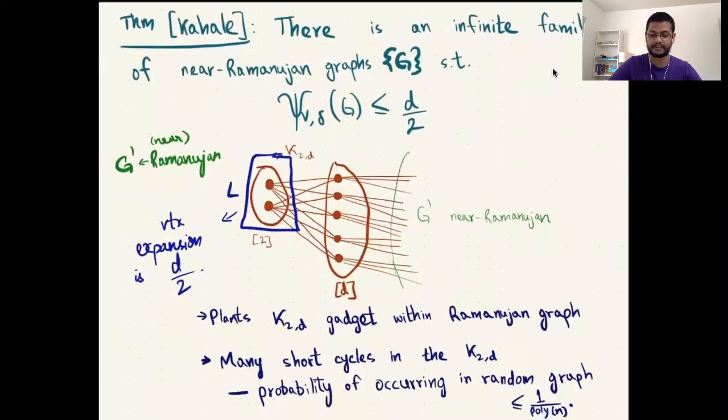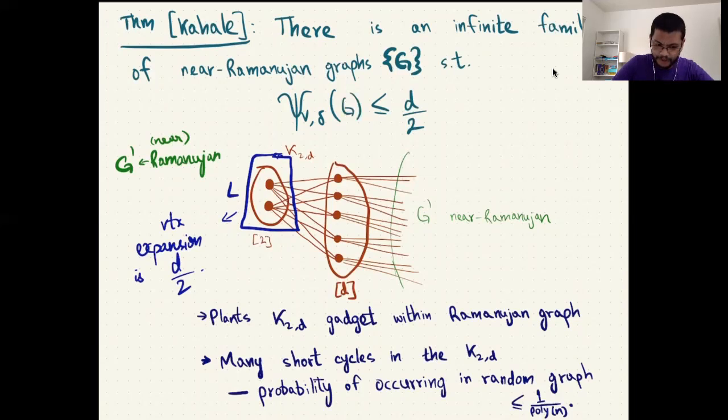And in the same paper, Kahale actually proved that the statement that we just saw is nearly tight. In fact, he shows that there's an infinite family of near-Ramanujan graphs such that for every graph in this family, the vertex expansion is bounded by D over 2. So in particular, this exhibits that knowing that a graph is near-Ramanujan alone does not imply that you have a lossless vertex expander. So at this point, it seems like this question has been settled.